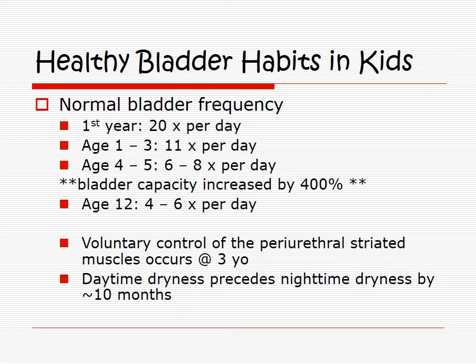Healthy bladder habits for children vary based on age. So normal bladder frequency in the first year is about 20 times per day, which is why we change diapers so often. After age 1 to 3, that becomes about 11 times per day. That is in the typical potty training age towards the end of that range. Age 4 to 5, we typically are starting to go 6 to 8 times a day, which approaches what is normal for an adult. And our bladder capacity has increased by 400% by the time that we are in that age 4 to 5 range from when we were a newborn or in our first year.